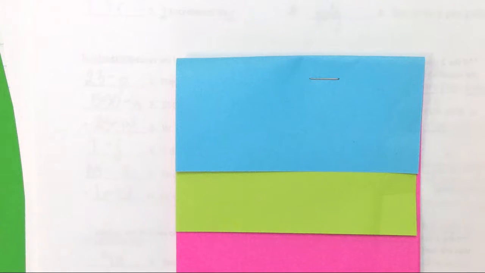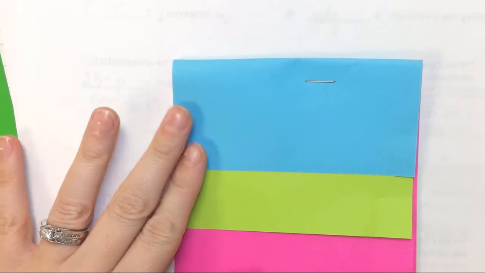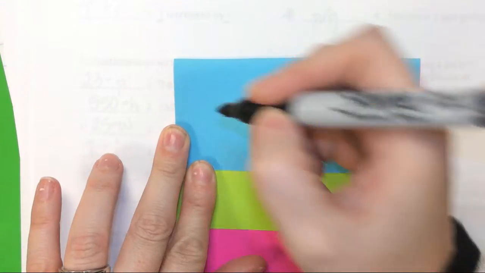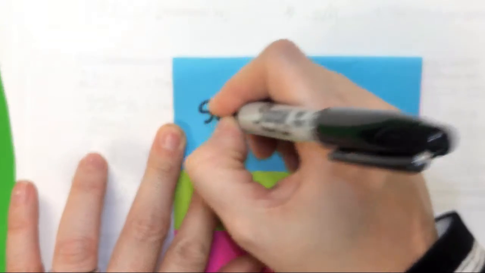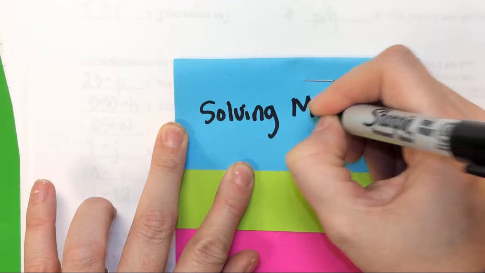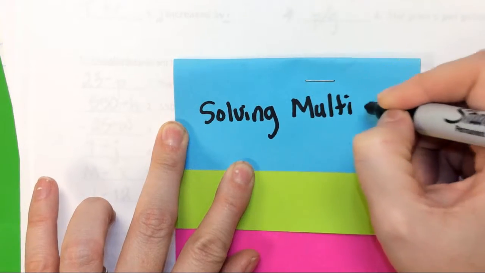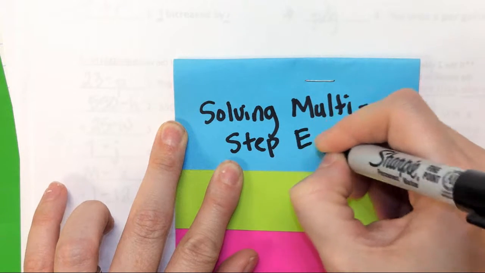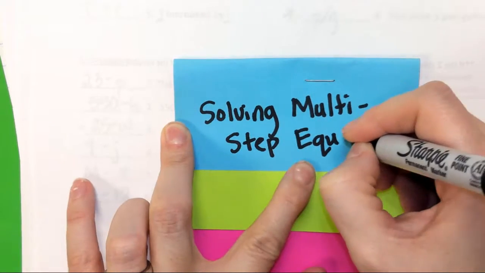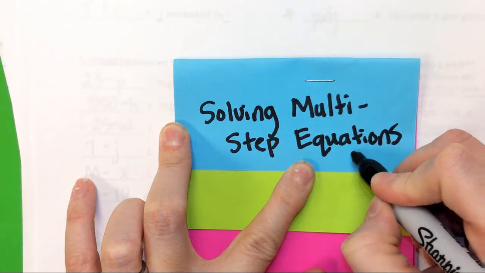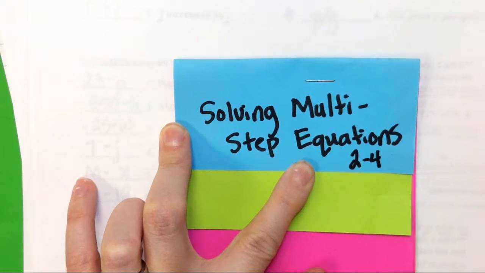Okay, today we're going to make a foldable for section 2-4. This is about solving multi-step equations. On the top part of your foldable, you need to write exactly that, solving multi-step equations. And you can write below that, this is section 2-4.